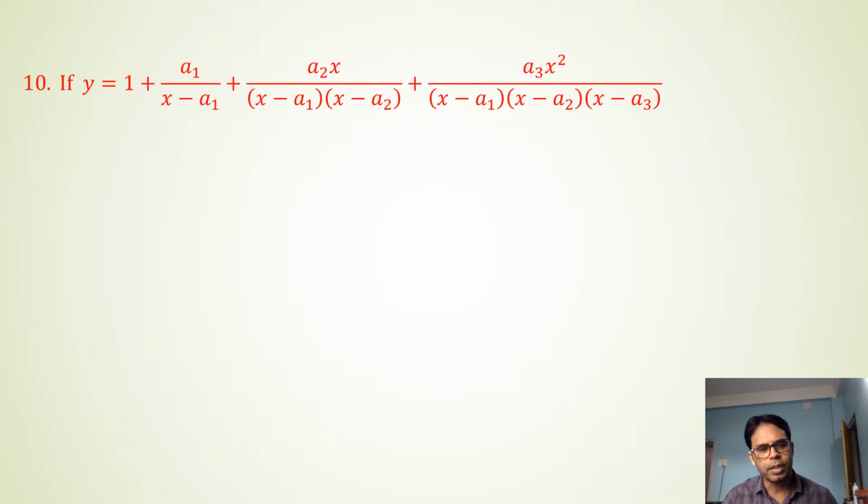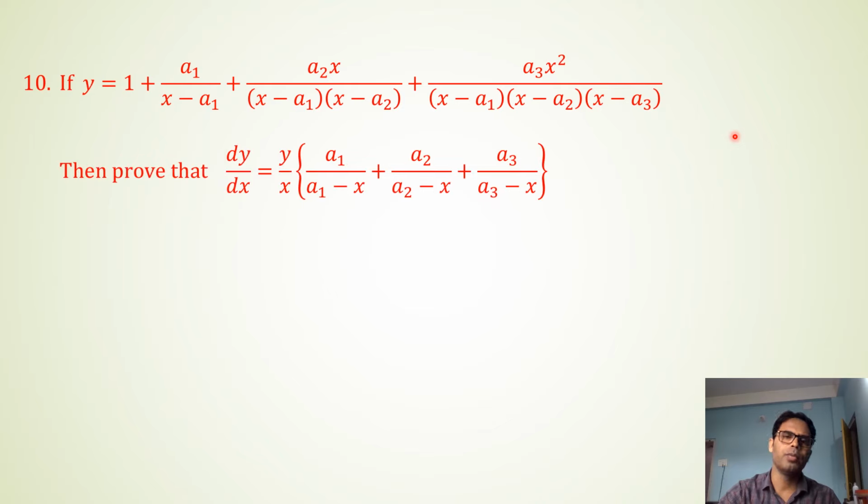Continuing the previous class, we begin question number 10 here. We have a function given, y is equal to 1 plus a1 by x minus a1, a2 x by x minus a1, x minus a2, a3 x square by x minus a1, x minus a2, x minus a3. This is our given function, a very big function actually. The question asks us to prove that dy/dx is equal to y by x into this expression.